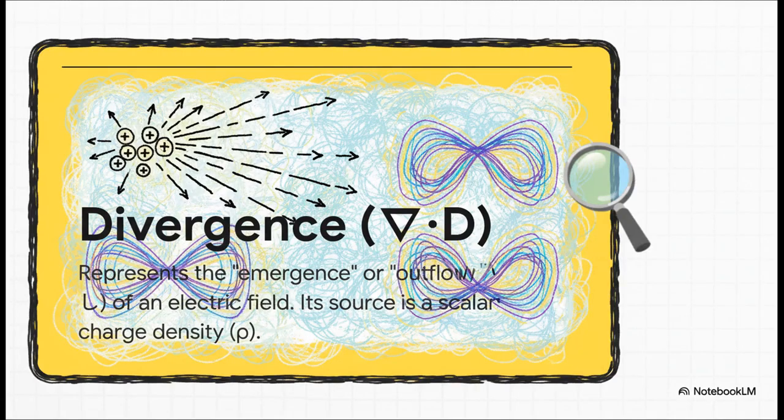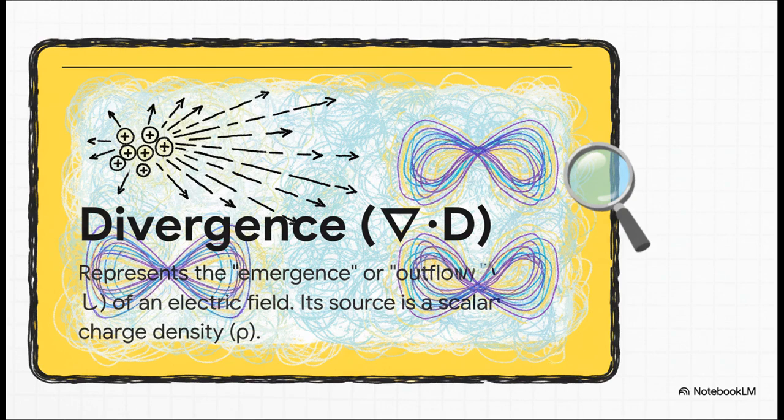At the very heart of this is the concept of divergence. The best way to think of it is as the outflow or the emergence of a field from a single point. You know, a positive charge has field lines just flowing out from it, right? Well, divergence is just the mathematical tool we use to precisely measure that outflow at any point in space. And what's the source of this outflow?